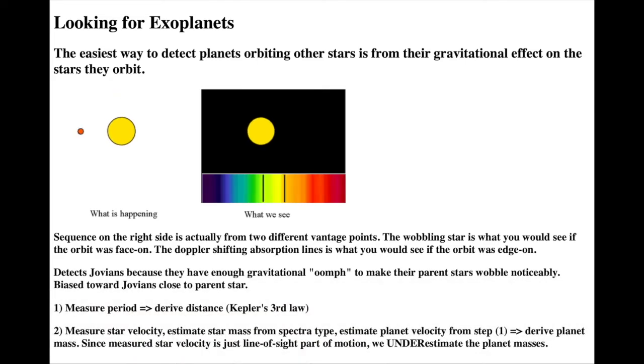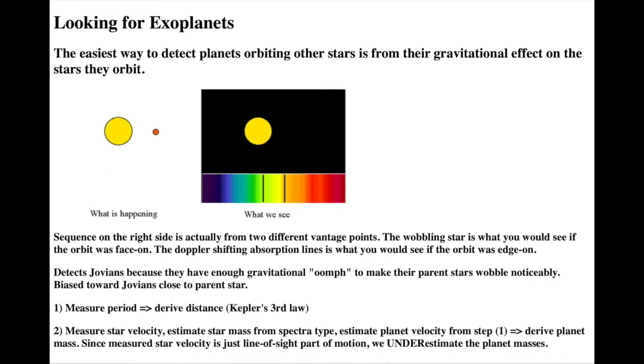Both of these techniques rely on the gravitational tugging between the exoplanet and the star, so they are only able to detect the massive Jovian exoplanets because they have enough gravitational oomph to make their star wobble noticeably. That also means these techniques are going to be biased toward finding the massive Jovian exoplanet close to their parent star. Closer exoplanets will also have shorter orbital periods, so the star wobble happens quicker, making it quicker for us to see a periodic back and forth motion.